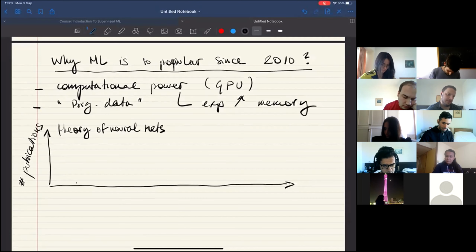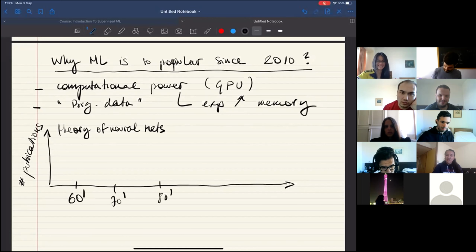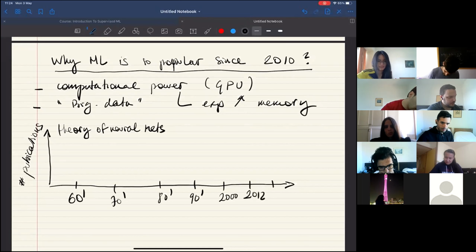So here I will put, when do you think the study of neural networks has started? 1970s. No, you're very far. Oh, sorry. Started in the 60s. A decade away. 70s, 80s, 90s. And around 2000. And something really happened around 2012. And then I will put here 2015, and here I will put 2017 because things are accelerating.